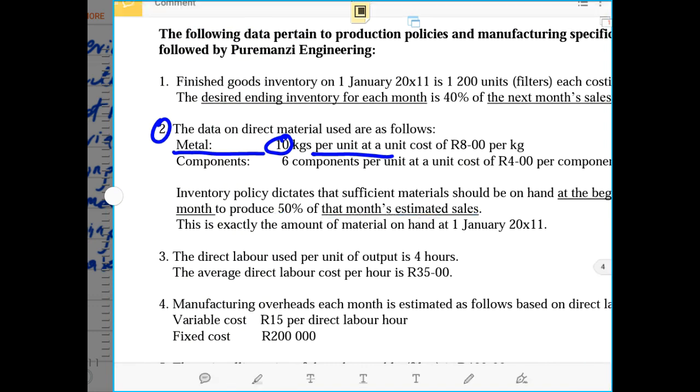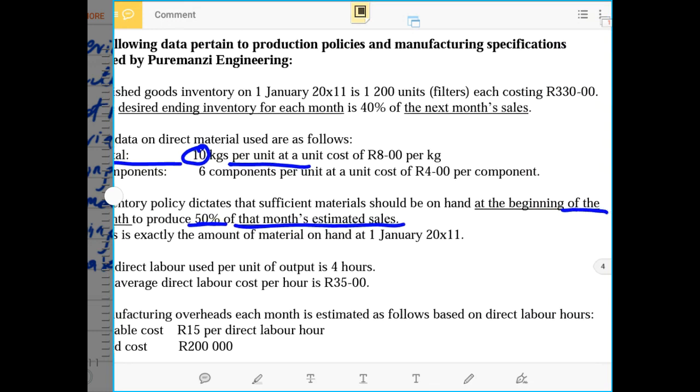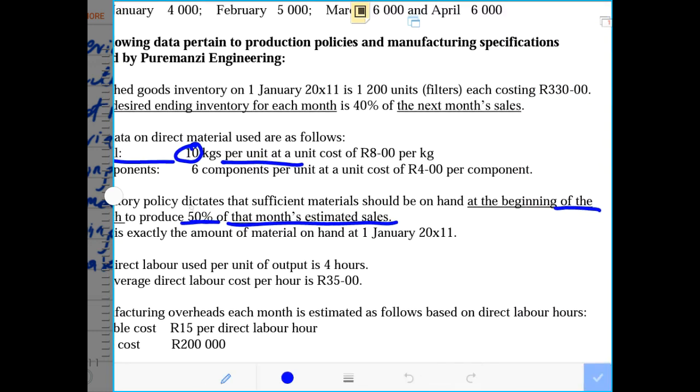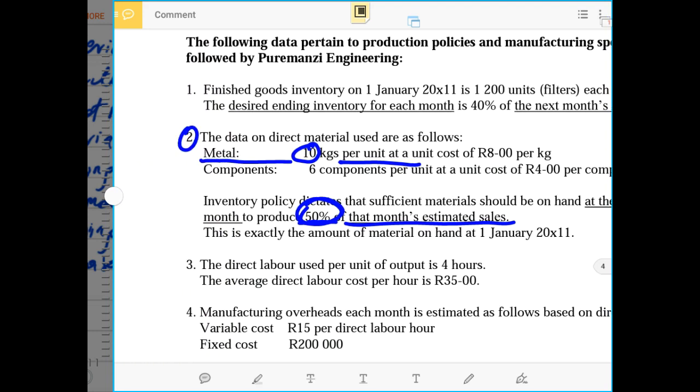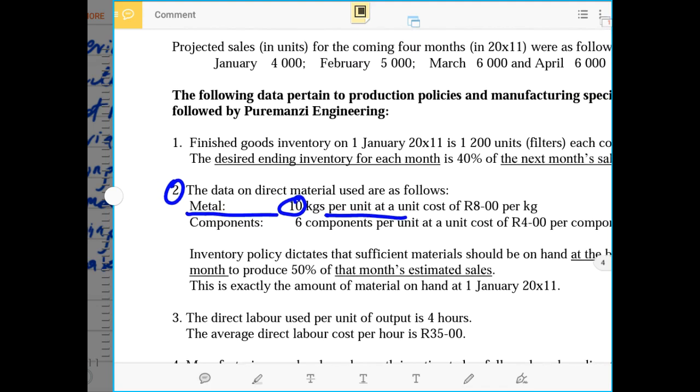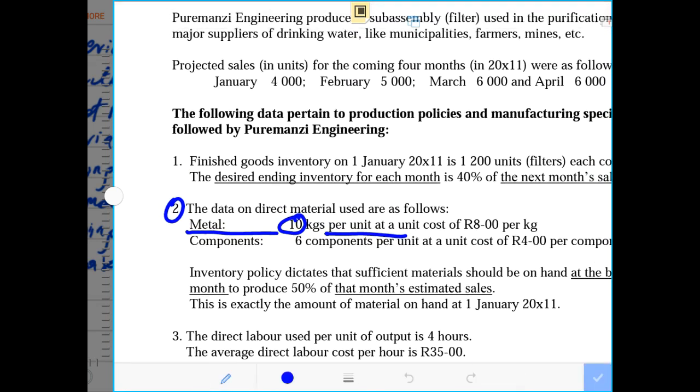That means our inventory at the beginning of the month should be equal to 50% of the sales of that month. Remember, we are speaking of the inventory of material, not the inventory of finished goods. That means 50% of the sales of this month will be the material at the beginning of that month. So now, we know the sales of the month of January; remember we are doing the opening in this case, then after we will do the closing.